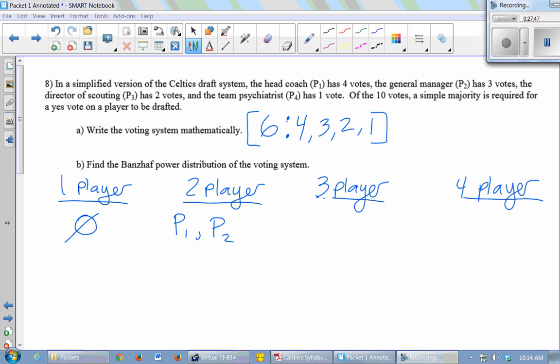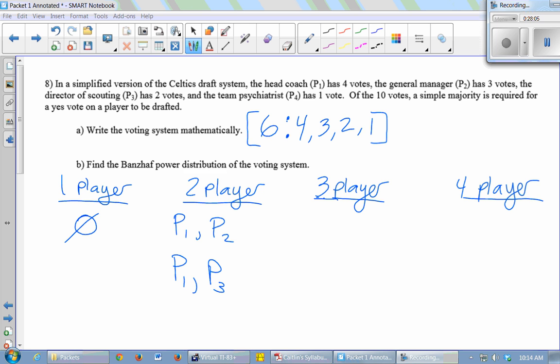And player 1 and player 3, the 4 and the 2, make 6. Okay, so are there any others? No, there's no other team of 2 that can reach 6 votes. So then we move on to teams that have 3 players on them that can get 6 votes.